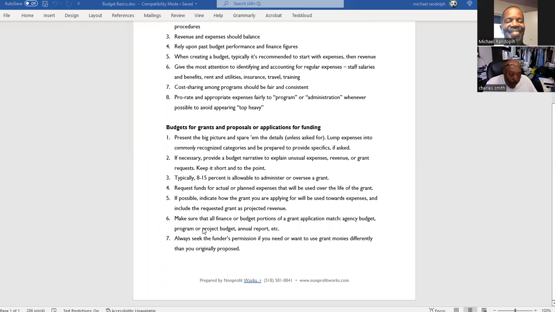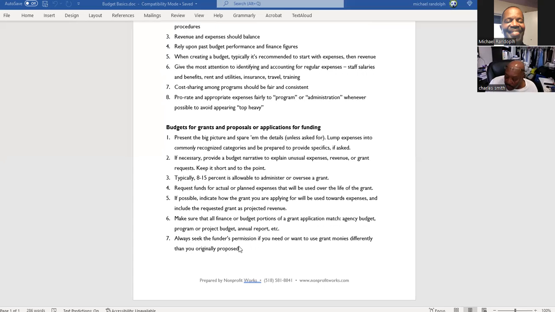Okay, you want to make sure that all finances in the budget portion of the grant application match the agency budget, program, and projected annual budget. In other words, all numbers have to be the same. They have to balance.